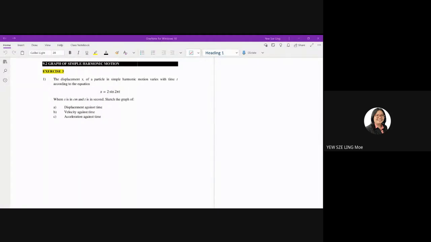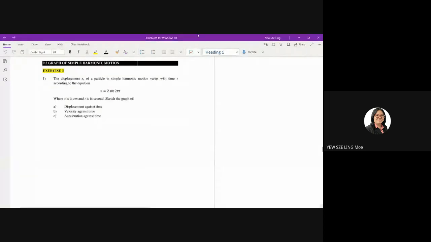Alright, so let us start our class today. Today we're going to look at chapter 9 again, 9.2 graph. We are going to learn how to sketch graphs. How many types of graph do we have in this topic? Right, so let's see.